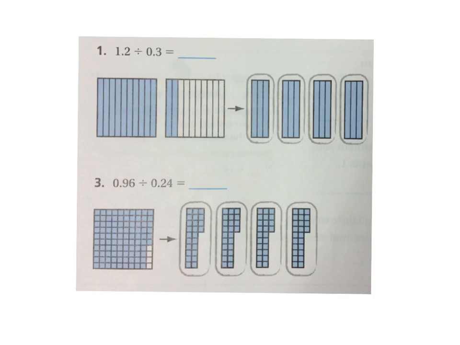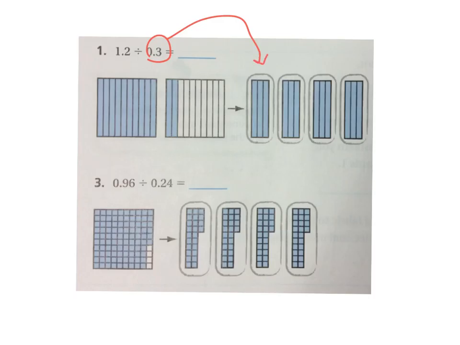You can see here's a problem, 1.2 divided by 0.3. They've drawn you a model. They drew 1.2. Would you agree that this is 1.2? Yes. And then they circled groups that are how big? 3/10. Why did they put 3/10 in each group? Adriana? Because the divisor is 3/10. Because the divisor is 3/10, there needs to be 3/10 in each group.